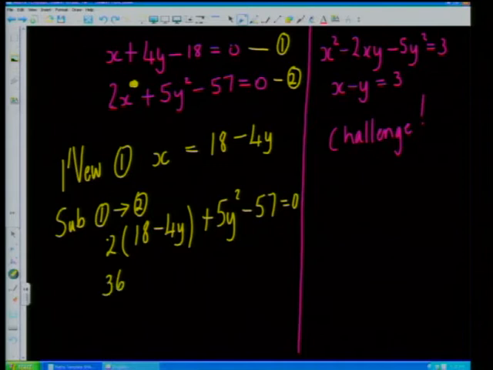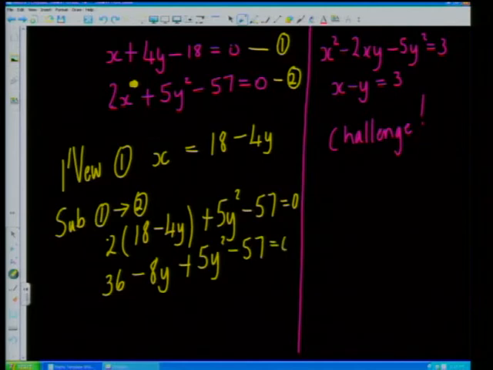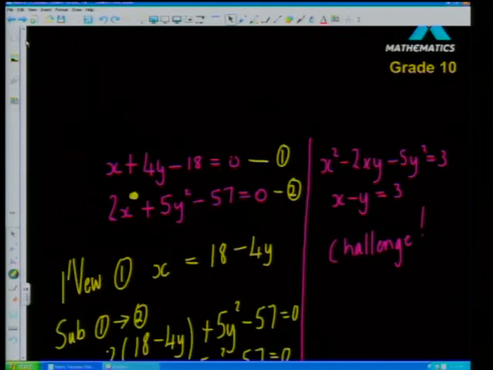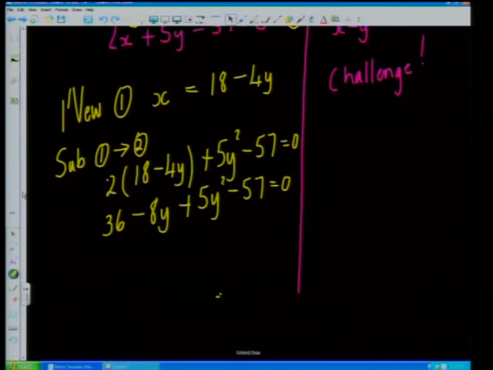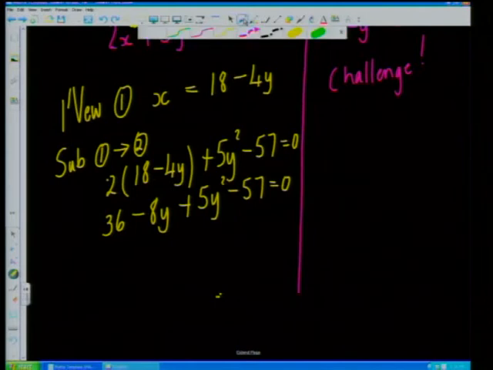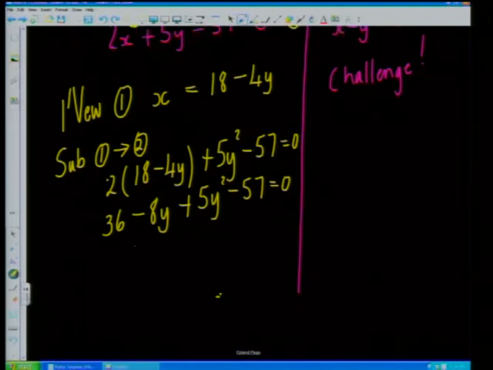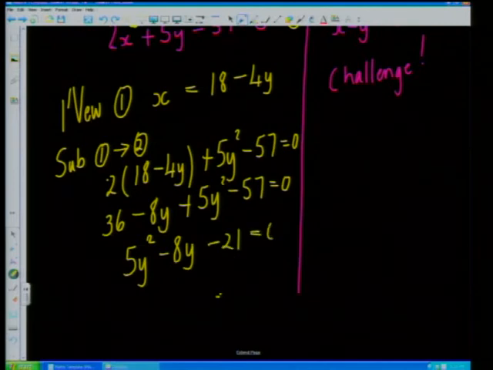I've got 36, subtract 8y, add 5y squared, minus 57 comes to 0. Let's see if we can extend this page. We don't have an extending page down here, so let's drag it down and scroll. There's extend the page. So now what we've got is 5y squared, negative 8y, negative 21, and that comes to 0.